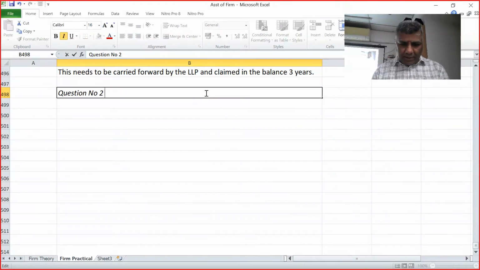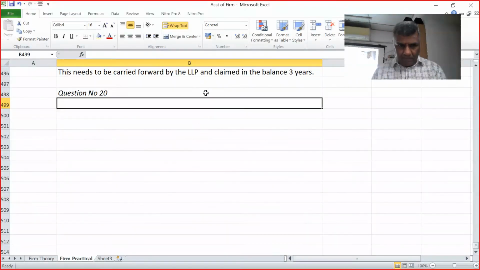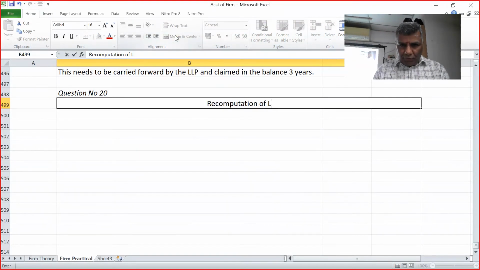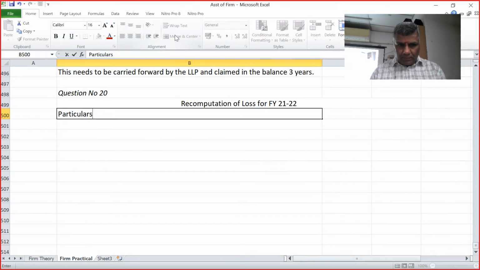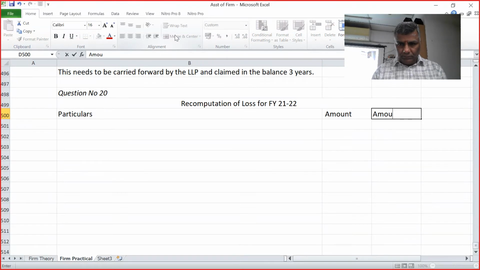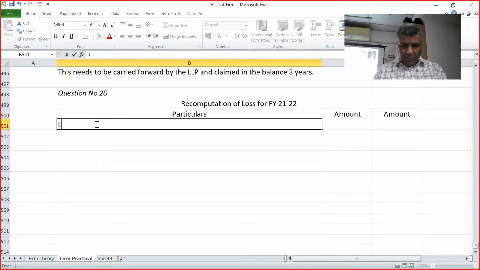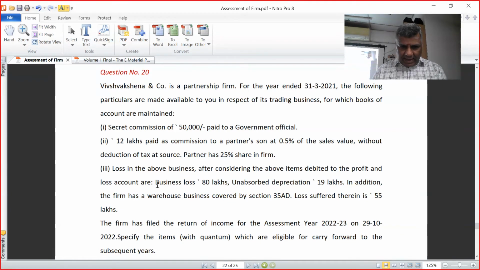Question number 20. Is a partner, the following particulars are made available to you. Okay, right. Recomputation of loss for financial year 21-22. Loss recorded is 80 lakhs, my dear friends.